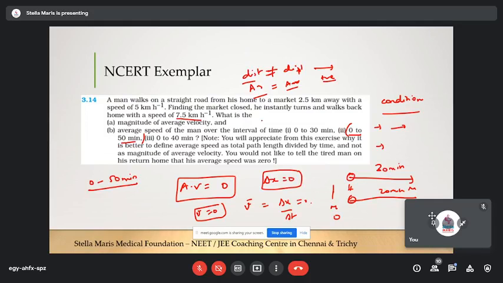Why? Let's say here, what is the displacement for the 50 minutes, 0 to 50 minutes? 0, right? Because initial position and final position are the same, right? So what is the path length, that is distance, for this? It traveled 2.5 kilometer from here to here. From here to here, 2.5 kilometers. So what is the distance here? 5 kilometer, no?